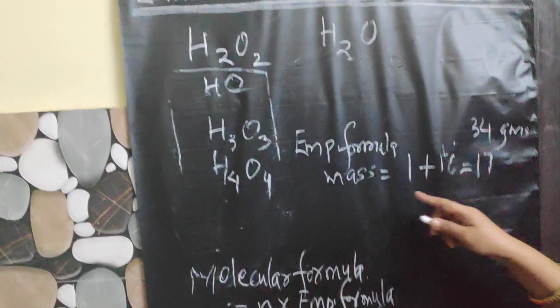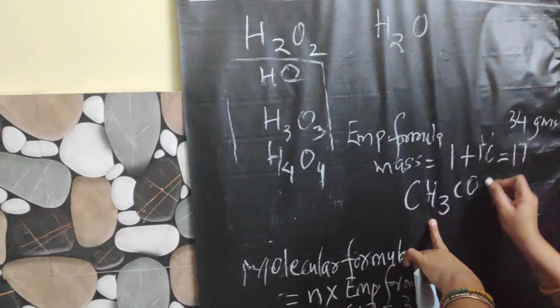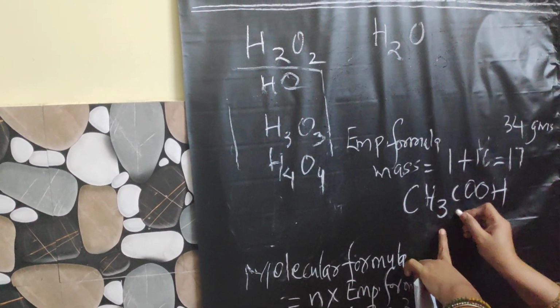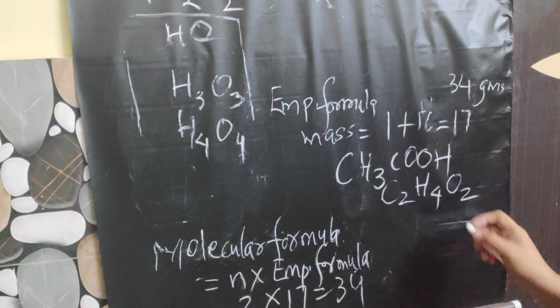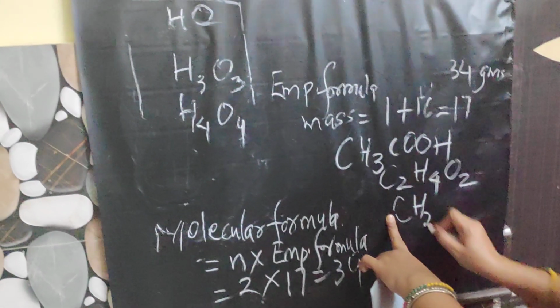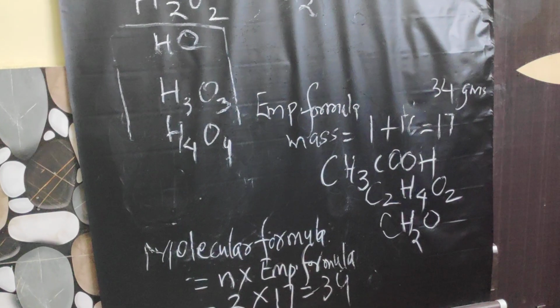Now for compounds like acetic acid, I told you, CH3COOH, where we have C2H4O2. What was the empirical formula here? CH2O is the empirical formula, because we have done this.